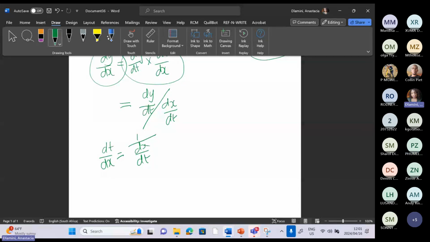Now, according to successive differentiation, we said d squared y over dx squared, the second derivative of y with respect to x. What is it? It's the derivative of... Can someone tell me?